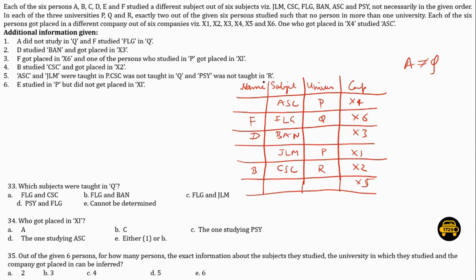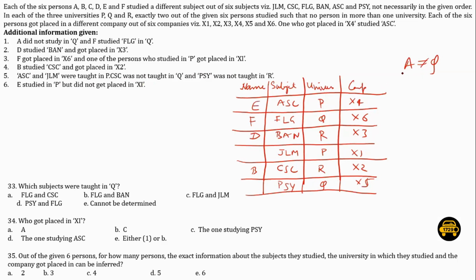And PSY was not taught in R. The remaining subject is PSY. This is not taught in R. So of course this has to be taught in Q. So we have 2 Qs, 2 Ps, and this one will be, of course, R. Now E studied in P but did not get placed in X1. So E is studying in P and not getting placed with X1. So of course this cannot be. So E will be here.